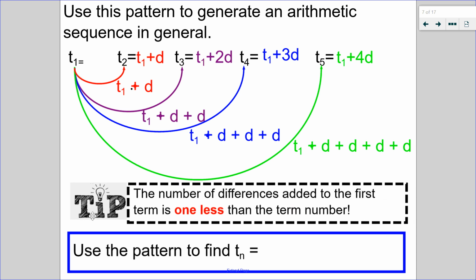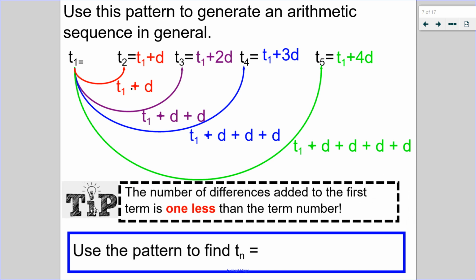My tip here is, again, the number of differences added to the first term is 1 less than the term number. So let's come up with the pattern in general. For the nth term, T sub n, I take my first term and I add on multiples of the difference. How many multiples? One less than the term number. If the term number is n, one less would be n minus 1. And this is the general term of an arithmetic sequence.